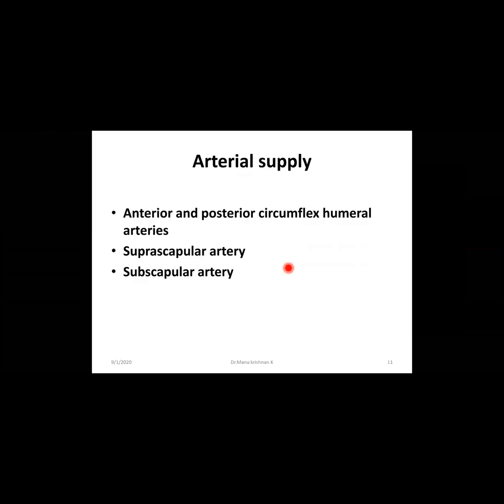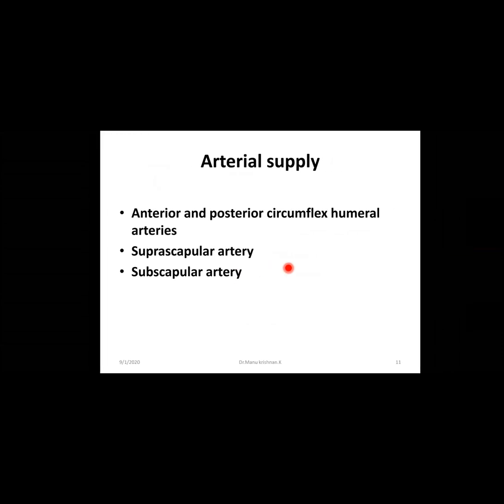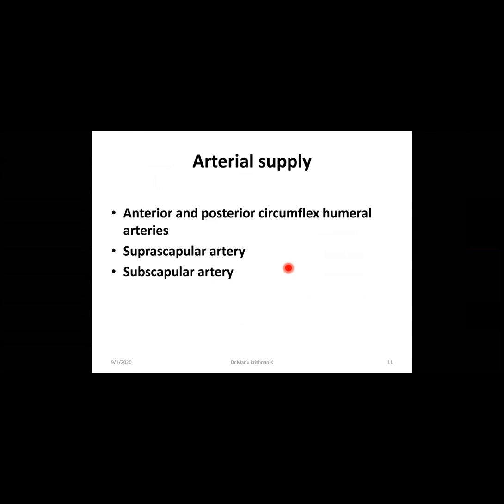Next comes the arterial supply of the shoulder joint. The major artery which supplies the upper limb is the brachial artery, which gives off certain branches: the anterior and posterior circumflex humeral arteries and the subscapular artery. The suprascapular artery is a branch from the thyrocervical trunk. These are the arteries which supply the shoulder joint. If you have studied the axillary and brachial arteries in detail, you will remember all the branches. Just imagine how the circumflex arteries encircle the neck of the humerus. That defines the arterial supply of the shoulder joint.